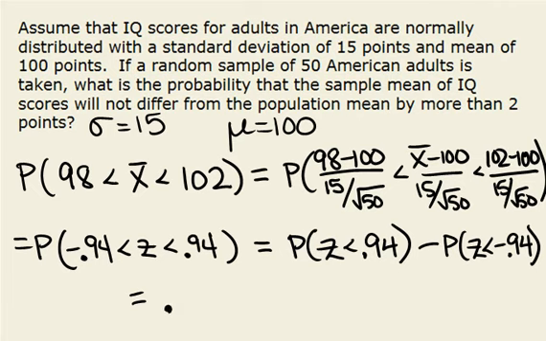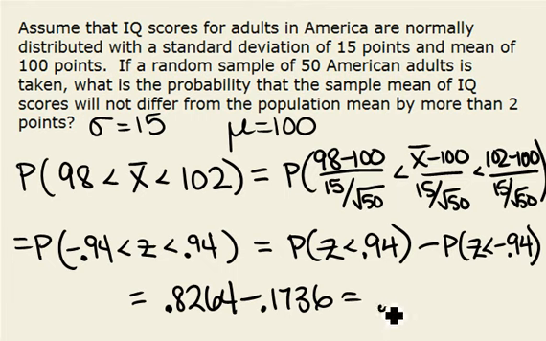So we have 0.8264 minus 0.1736 for a total probability of 0.6528.